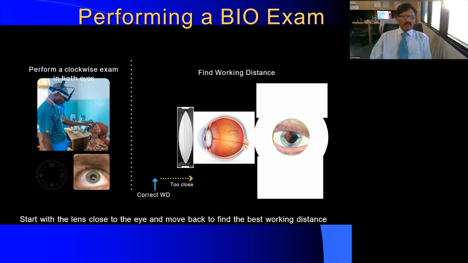As I already mentioned earlier, you want to perform a clockwise examination. You also need to adapt which hand to use depending upon which eye you're examining: right hand for the left eye and left hand for the right eye. You start at 12 o'clock and go in a clockwise fashion. One other thing is you start close and then you bring it towards you until you get an image. And once you get an image, you hold on to that and continue the examination.